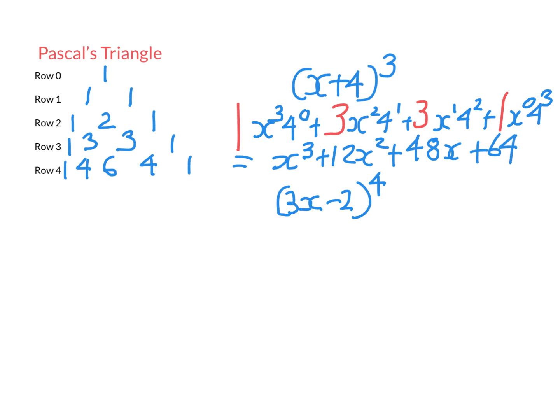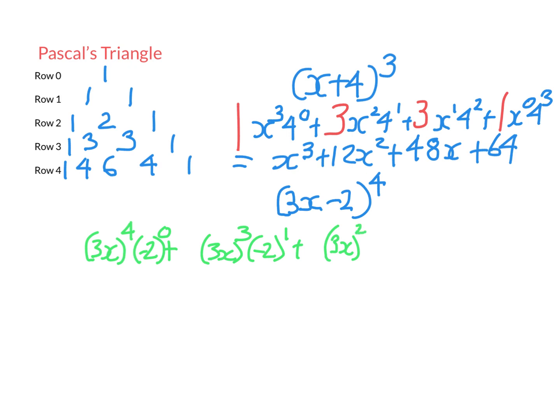So let's now look at 3x minus 2 to the power of 4. I'm going to use the same process as last time. So what I'm going to do is take the first thing in the bracket and raise it to the power outside the brackets, and start with the second thing, which is -2, not 2, raise it to the power of 0. Then with each subsequent term, I'm going to decrease the power of the first term, increase the power of the second term, and so on. So notice that for each term, the powers must add up to 4, the power outside the brackets.